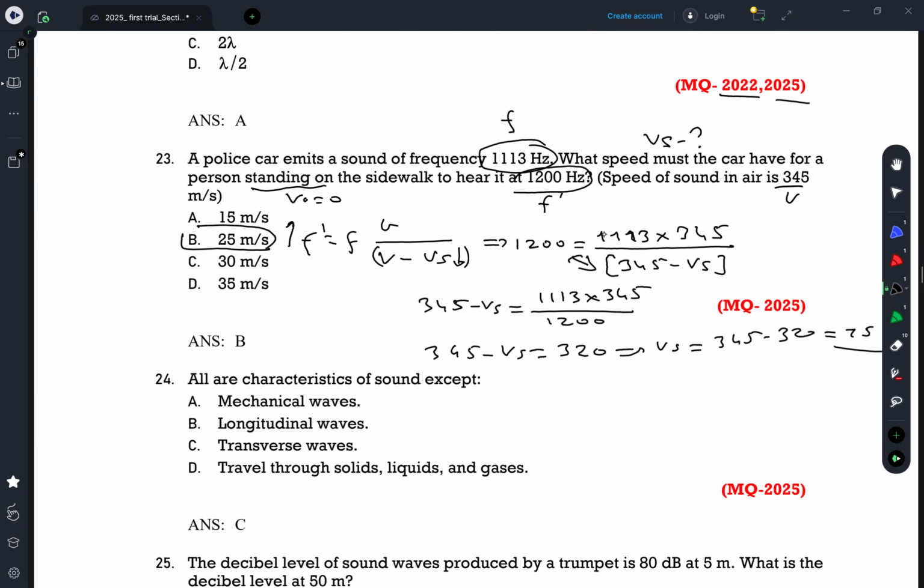Question number 24 is asked for the first time. It says that all are characteristics of sound except, and which one is not a characteristic of sound? Mechanical wave, sound, correct. Longitudinal wave, correct. Transverse wave, not correct. Of course, longitudinal wave is there. Sound travels fastest in solid, faster in liquid, and slowest in gas.